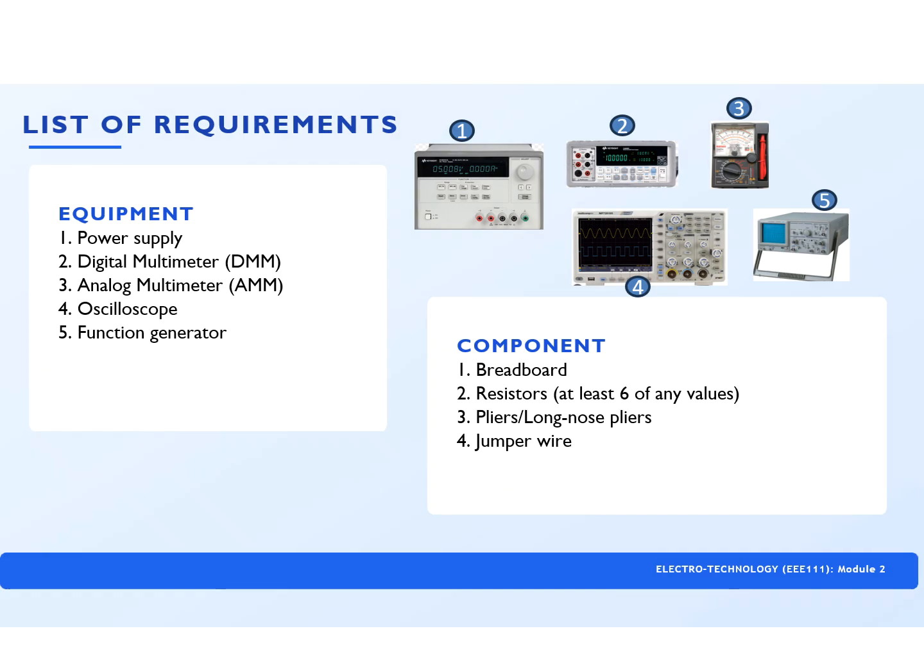To perform this experiment, let's first check the list of requirements. For the equipment, we will use a power supply, digital multimeter, an analog multimeter, an oscilloscope, and a function generator. For the components, we will need a breadboard, at least 6 resistors of different values, pliers or long nose pliers, and the jumper wire. So these are essential to build the circuits, take measurements, and analyze the result.